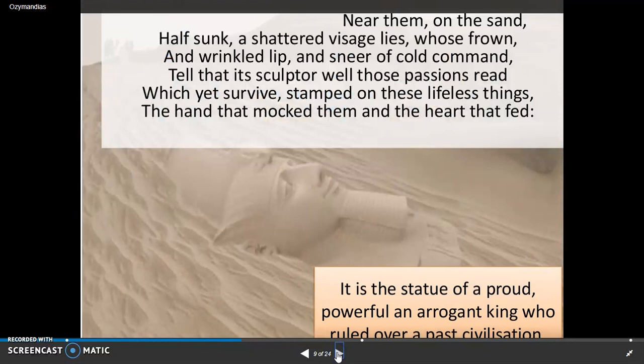Near them, on the sand, half sunk, a shattered visage lies, whose frown and wrinkled lip and sneer of cold command tell that its sculptor well those passions read, which yet survive, stamped on these lifeless things, the hand that mocked them and the heart that fed. It is the statue of a proud, powerful, arrogant king who ruled over a past civilization.